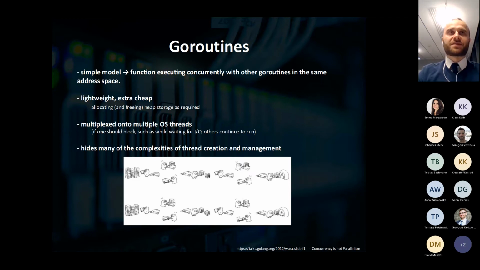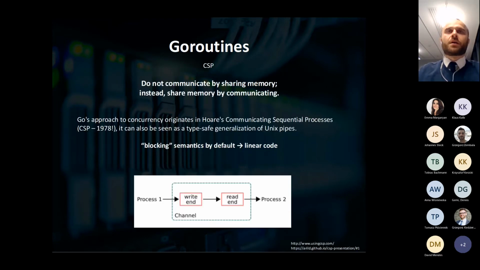Even thousands of goroutines are fine to allocate. They are multiplexed onto multiple OS threads, so the thread scheduler is taking care of all of that. They hide many of the complexities of thread creation and management, and they allow you to write code as if it were executed line by line, but it's actually concurrent.